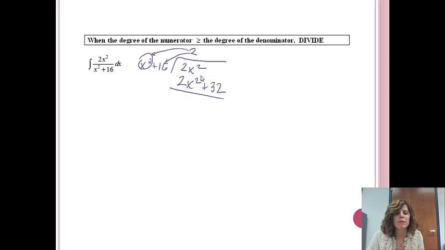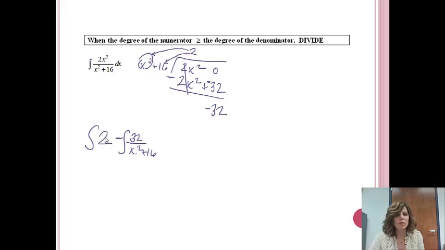Okay, if you remember, the next step in long division is to subtract, and I'm actually going to subtract both of those. So you'll notice 2x squared minus 2x squared gives me nothing, and then 0 minus 32 is going to give me negative 32. All right, so I'm going to write down what I have. My x squared plus 16 went into 2x squared 2 times, and then I have my remainder, so the way that we're going to write a remainder is minus 32 out of how many I started with, which was x squared plus 16. Okay, please notice that we now have two parts, so I'm going to have two integral expressions.